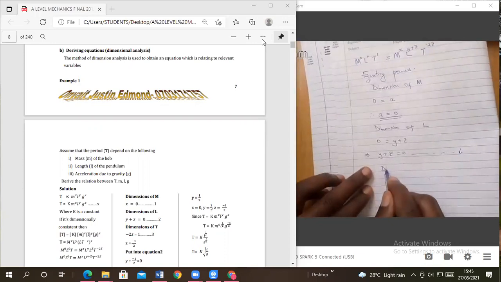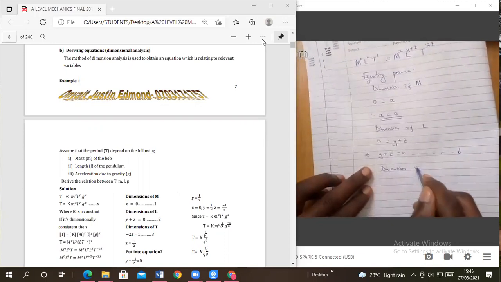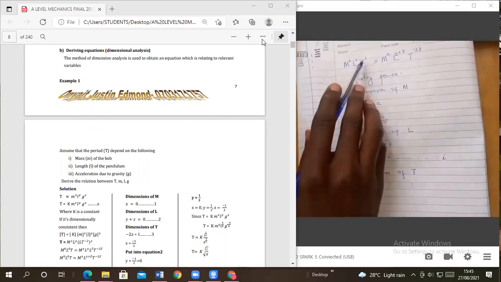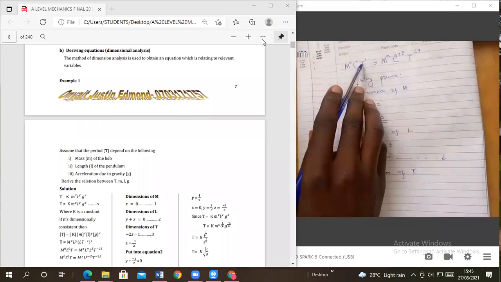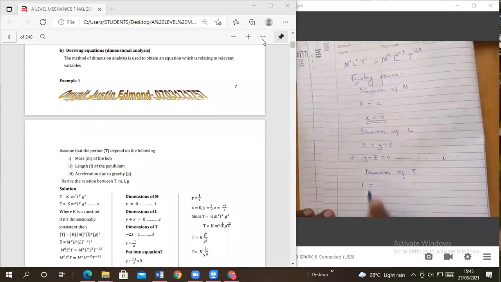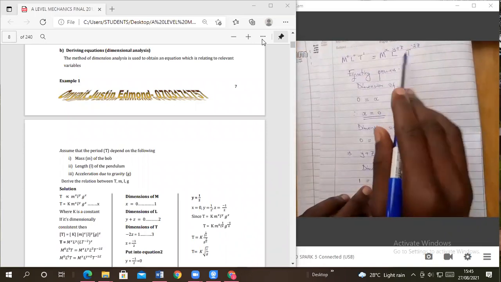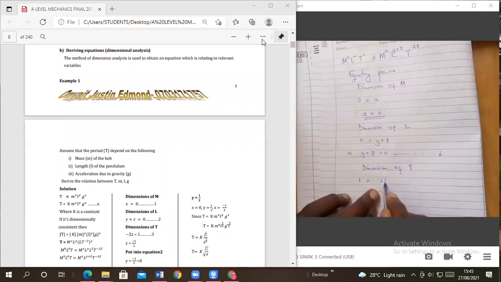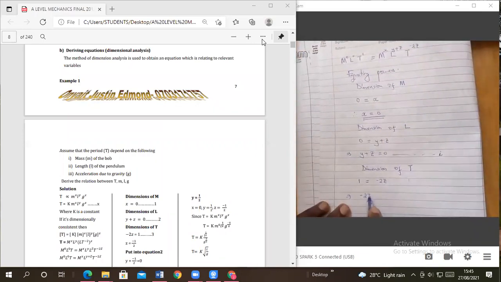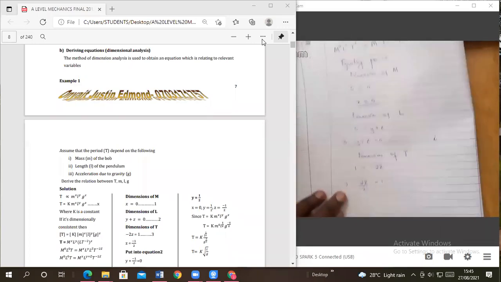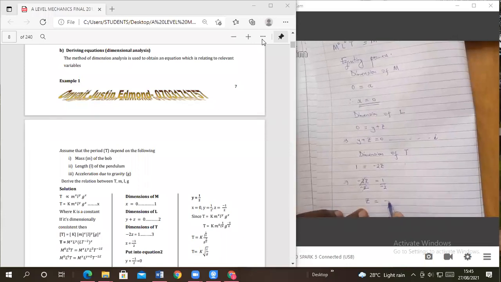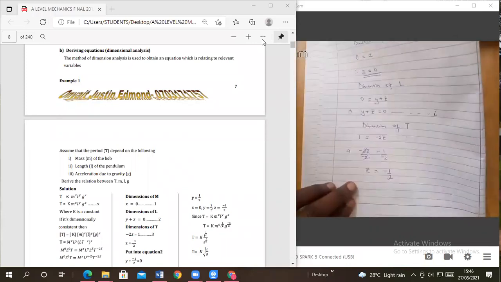So we also go ahead and look at the dimension of T. When you look at T, in the left hand side we have T to the power 1, which means the power is 1 there, equals to, in the right hand side, what do we have? We have negative 2Z. So it implies that negative 2Z is equals to 1. So we divide by negative 2. So which means Z is equals to negative a half.